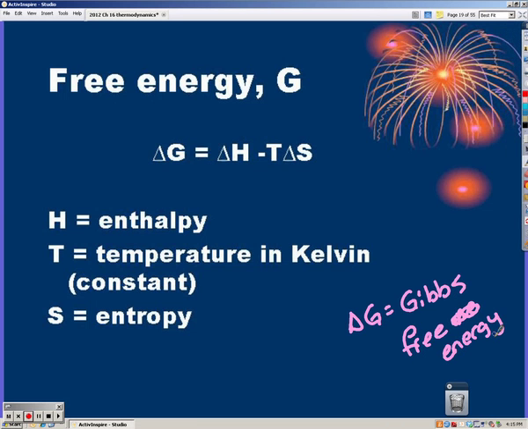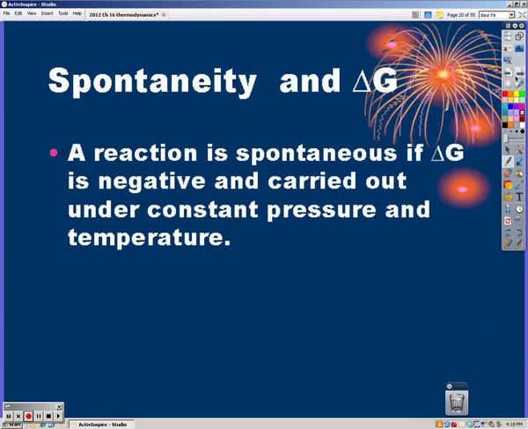This is the be-all on if a reaction is going to be spontaneous. If free energy is negative, the reaction will be spontaneous. If it's positive, it will not be spontaneous in the direction written. So enthalpy and entropy contribute to the reaction being spontaneous. So again, delta G being negative is a spontaneous reaction.